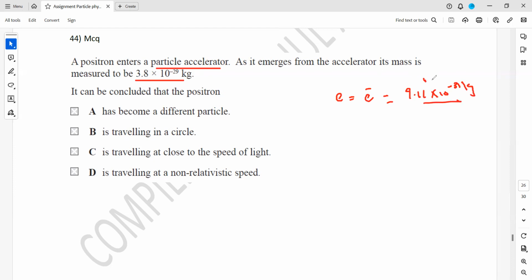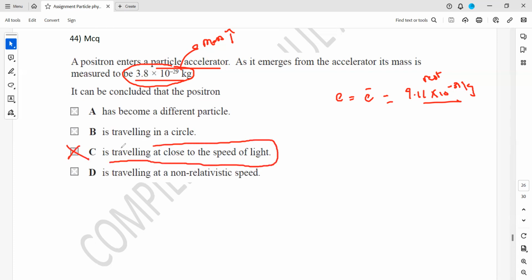But this is a rest mass. When they are stationary, or moving at a speed not close to the speed of light, the mass is constant. But you can see here, when it is coming out, this is a higher value. It means the mass of the positron has increased. So if the mass of a particle is increased, what is the relativistic effect? The relativistic effect states that when a particle travels closer to the speed of light, its mass does not remain constant, it increases. So because the mass has increased, it is traveling close to the speed of light.